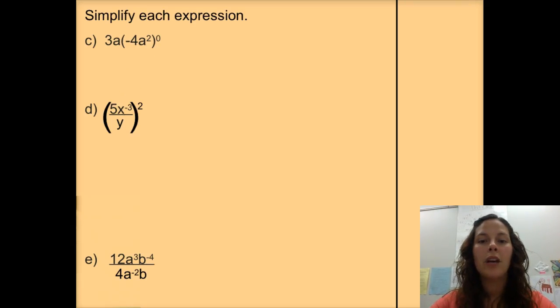Part C, we have a rule that anything to the 0 power is 1, so we actually just have 3a times 1, or 3a.